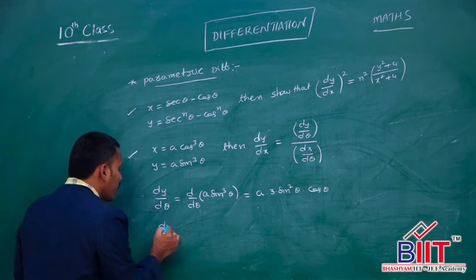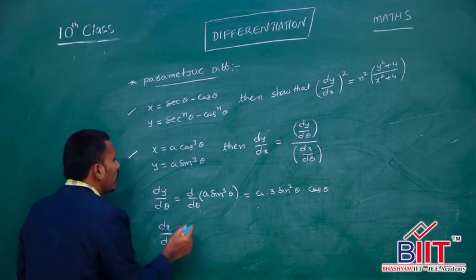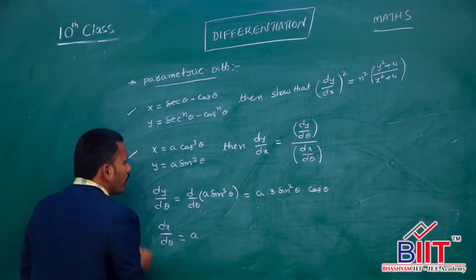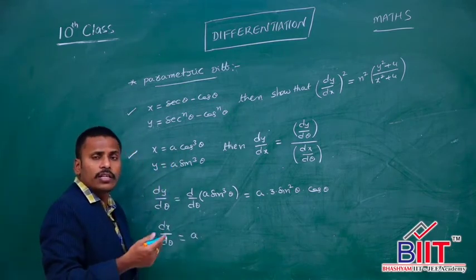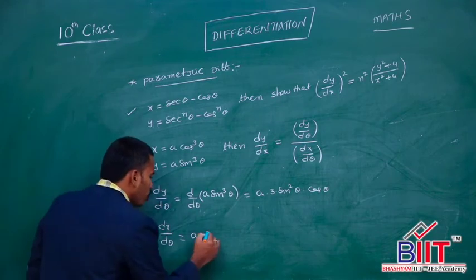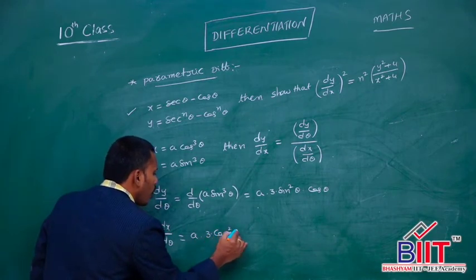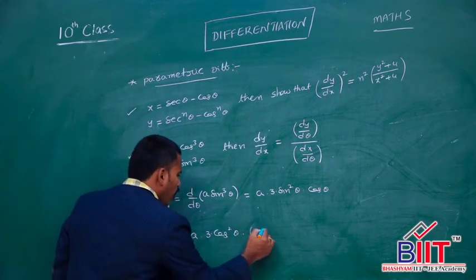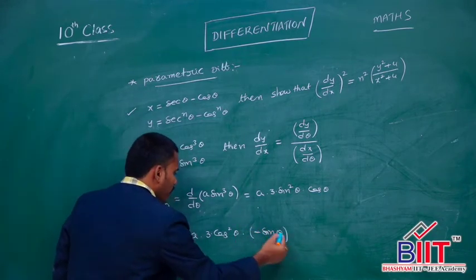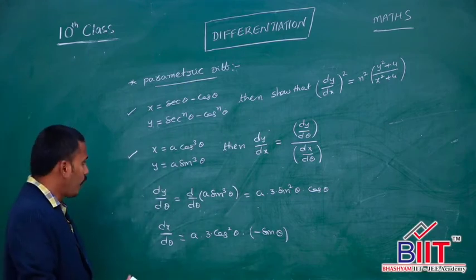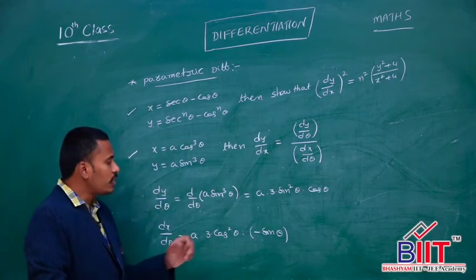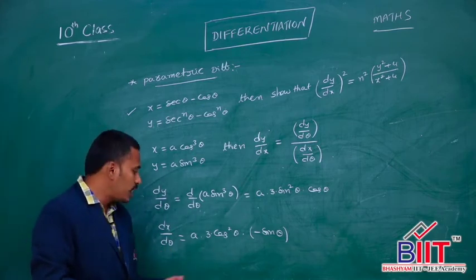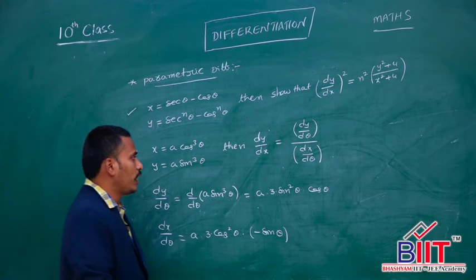And next thing is dx by d theta. Dx by d theta is the derivative of this a cos cube theta. So write a out into the derivative of cos cube theta. Same logic, something cube, so 3 into something square, 3 into cos square theta into the derivative of cos theta. What is the derivative of cos theta? Which is minus sine theta. And finally dy by d theta is this 3a sine square theta cos theta, and dx by d theta is minus 3a cos square theta into sine theta.